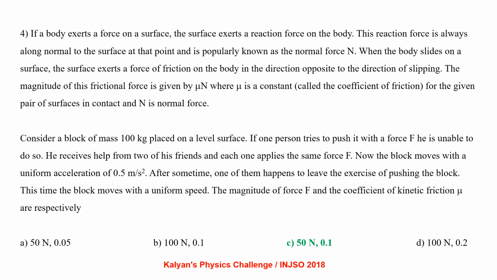Consider a block of mass 100 kg placed on a level surface. If one person tries to push it with a force F, he is unable to do so. He receives help from two of his friends and each one applies the same force F. Now the block moves with uniform acceleration of 0.5 meter per second square. After some time, one of them happens to leave the exercise of pushing the block. This time the block moves with a uniform speed. The magnitude of force F and the coefficient of friction mu respectively are?